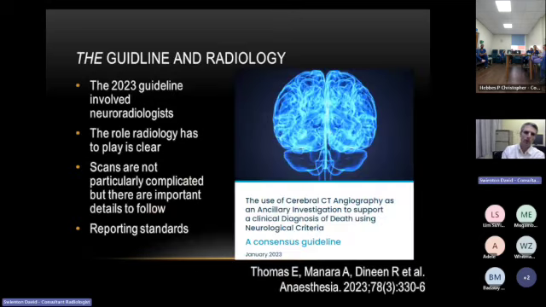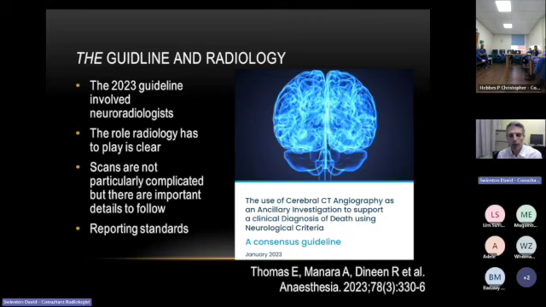I was going to jump in. I mean, the guideline that is really relevant here, and very much supports the new Royal College's guidance, is this 2023 consensus guidance, and this involved neuroradiologists from the beginning. It started with Dale Gardner speaking to Rob Deneen at QMC years ago, and sort of talking about how they could progress CTA.